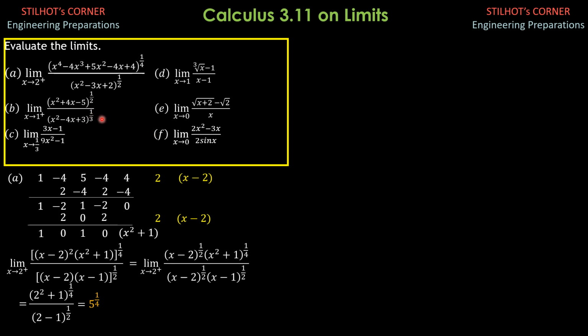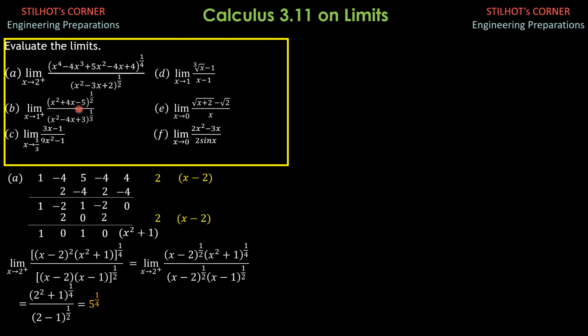Letter B, we have limit as x approaches 1 from the right of quantity x squared plus 4x minus 5 to the 1/2 over quantity x squared minus 4x plus 3 to the 1/3. So the denominator as x approaches 1 is 1 squared minus 4 times 1, negative 3, plus 3. So the denominator is approaching 0. The numerator is 1 plus 4 times 1, 5, minus 5. It's also approaching 0.